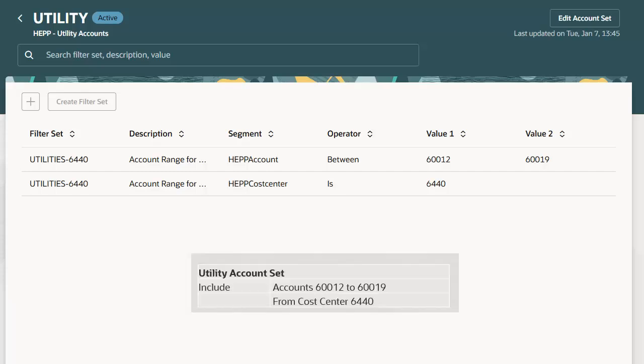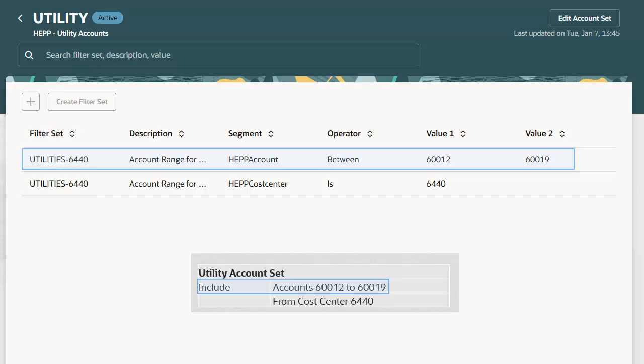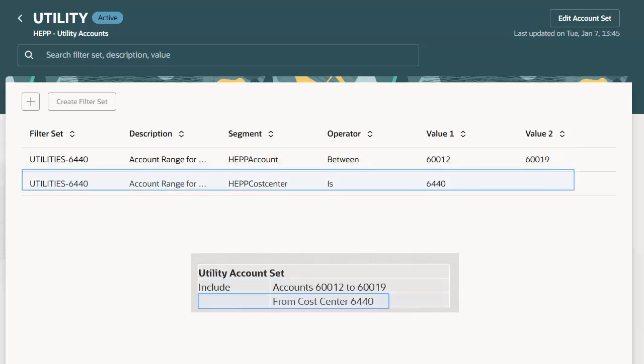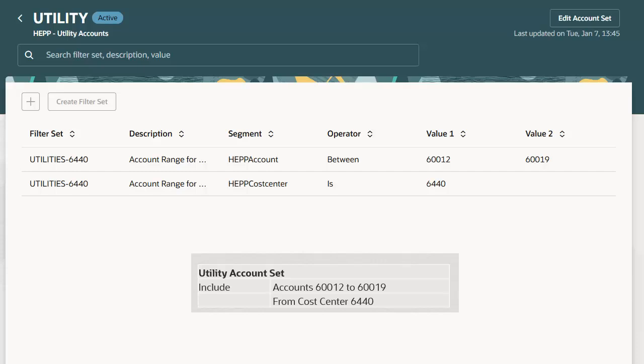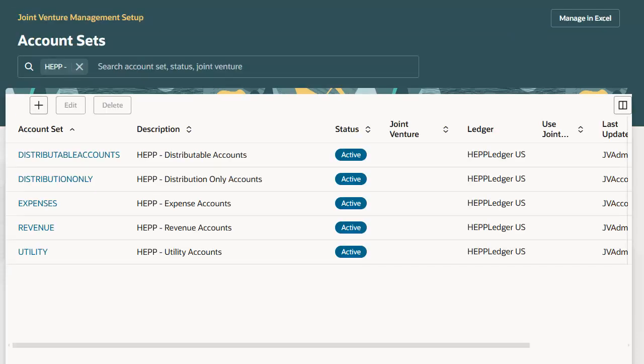For the utility account set, there is a single filter set with two filters, one filter to specify the range of natural accounts between 60,012 and 60,019 and another filter to specify the cost center 6440. The cost center 6440 is the managing partner's cost center and is not part of the joint venture Permian Alpha. You can also manage joint venture account sets in an Excel spreadsheet. In order to use an account set for joint venture processing, it must be at an active status.